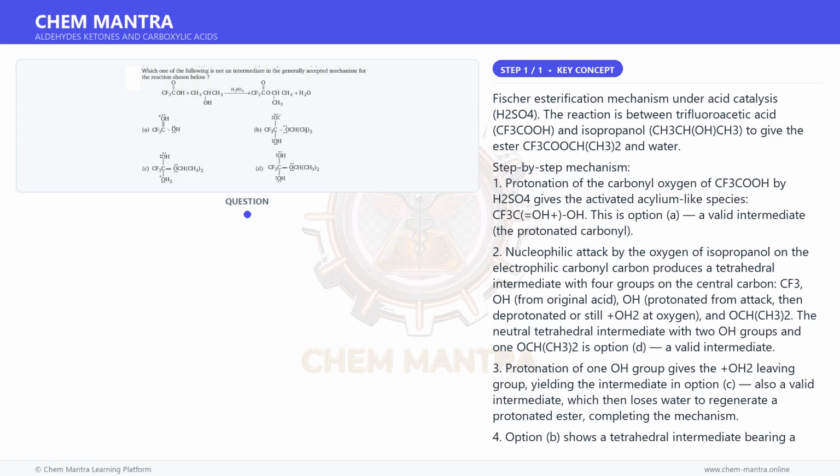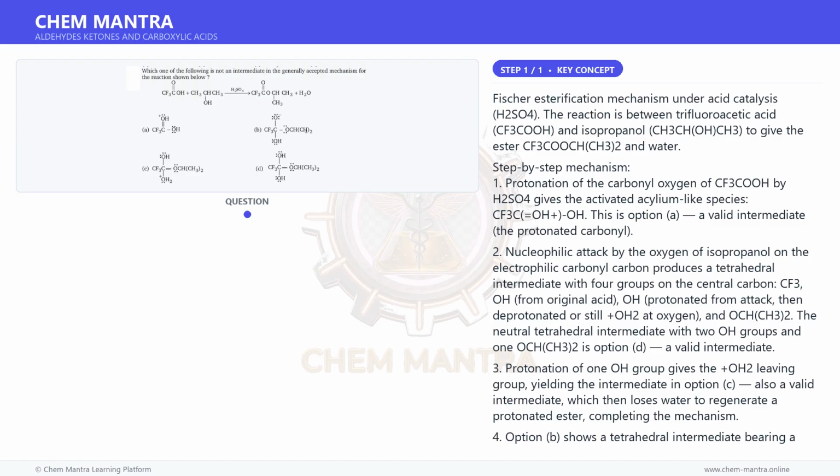4. Option B shows a tetrahedral intermediate bearing a negatively charged oxygen, O-, an OCH(CH3)2 group, and an OH group. Under acidic conditions, H2SO4, formation of a negatively charged oxyanion intermediate is highly unfavorable. This would be characteristic of base-catalyzed or uncatalyzed nucleophilic acyl substitution conditions, not acid-catalyzed esterification. In the acid-catalyzed mechanism, all intermediates are neutral or positively charged; no anionic O- intermediates are formed.